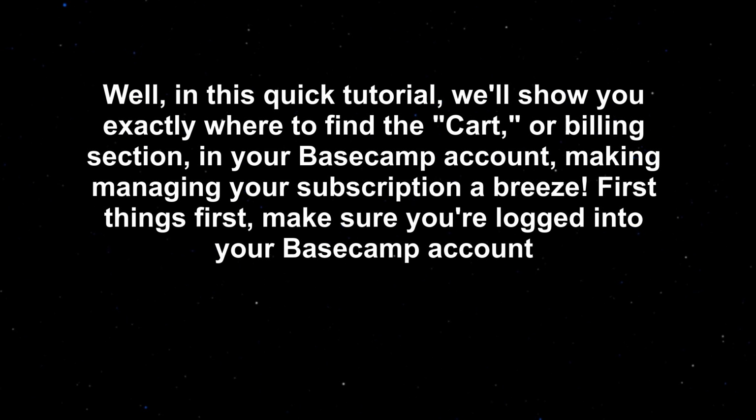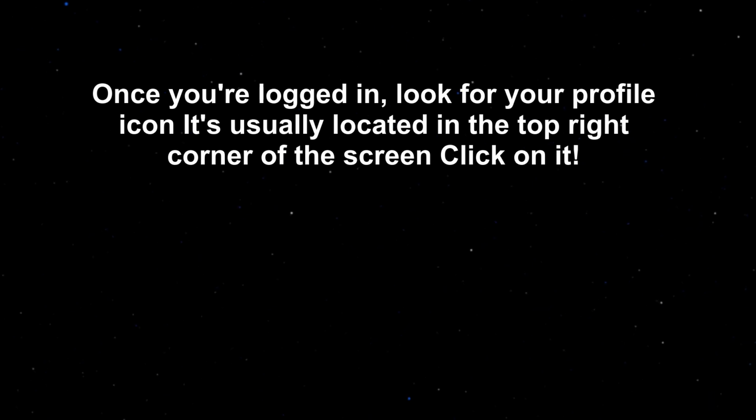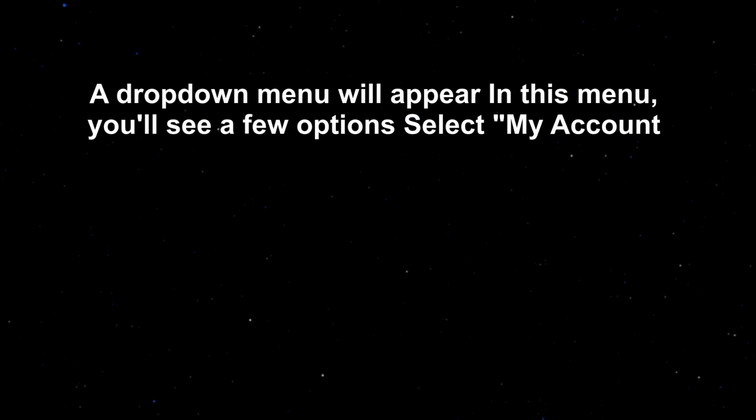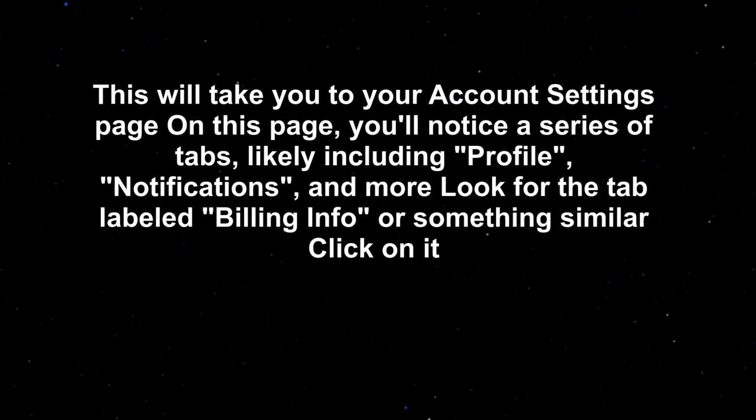First things first, make sure you're logged into your Basecamp account. Once you're logged in, look for your profile icon. It's usually located in the top right corner of the screen. Click on it. A drop-down menu will appear. In this menu, you'll see a few options. Select My Account. This will take you to your account settings page.